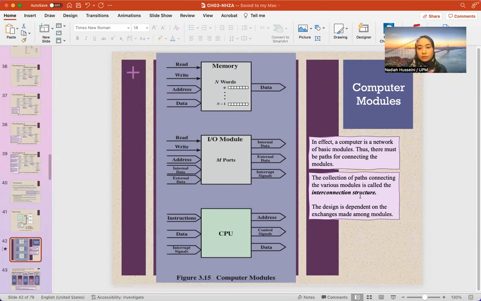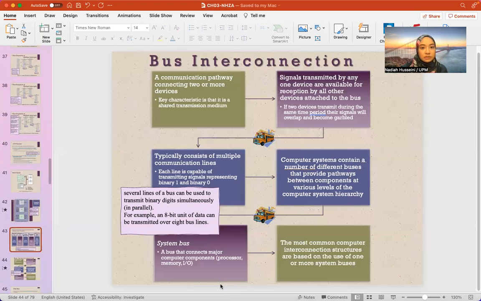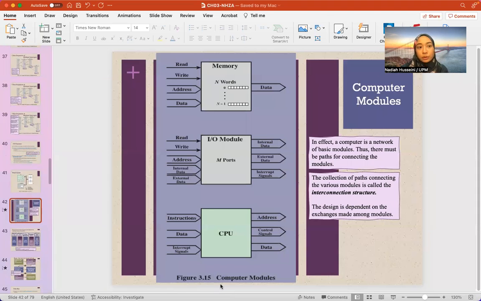Okay, and then we also talked about how these different modules are connected to each other. What are the paths like? The path between these modules is called the interconnection structure. And we also talked about the different types of interconnection structure. Oh, sorry, we only discussed one type, which was the bus.